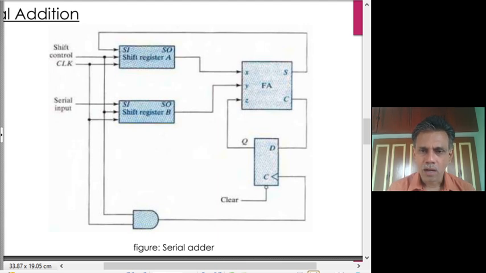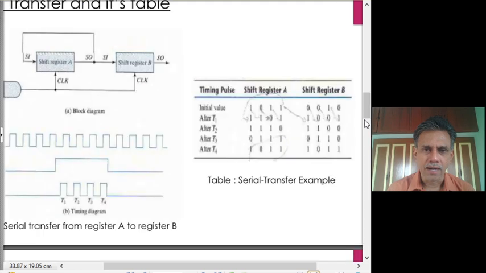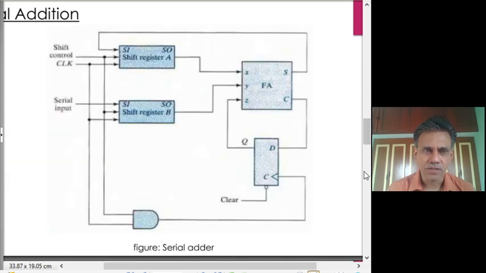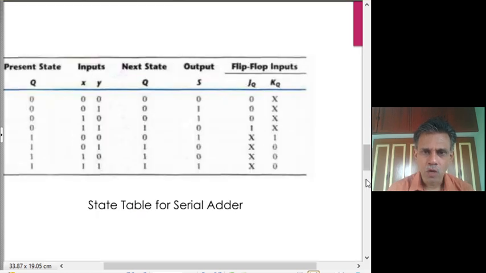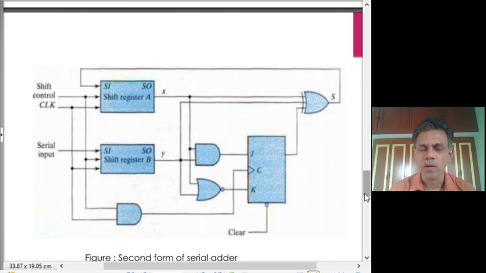Now, if you want to look at a different way of designing the same serial adder using shift register, you can do so without explicitly using a full adder. We can just use certain discrete gates and one JK flip-flop and carry out the same full adder operations.